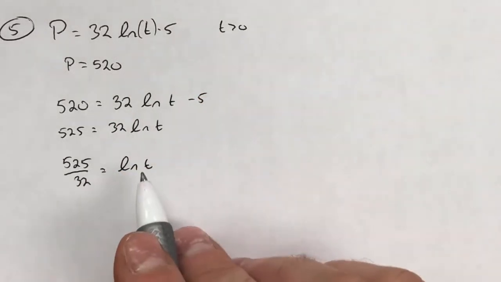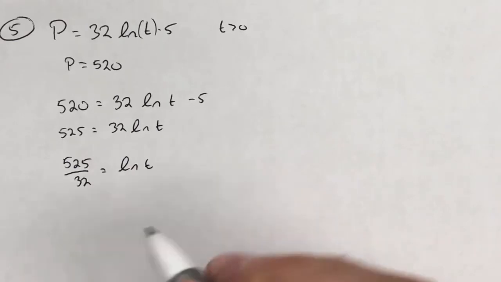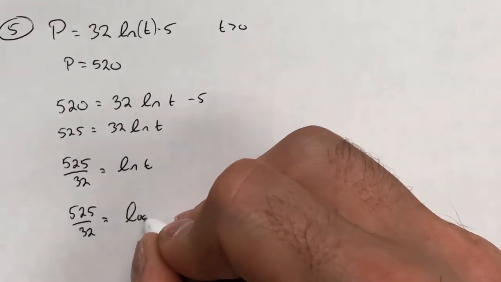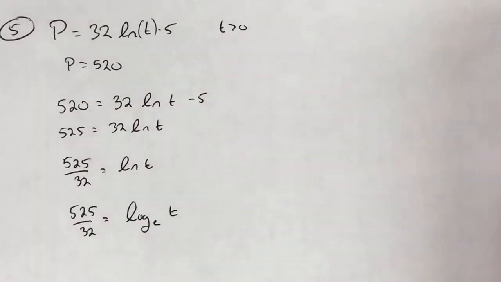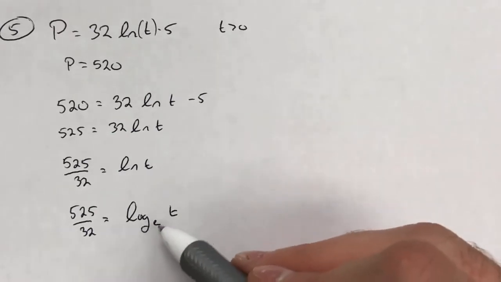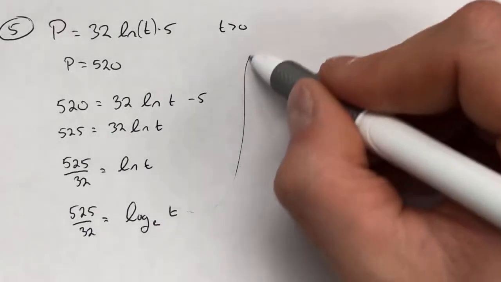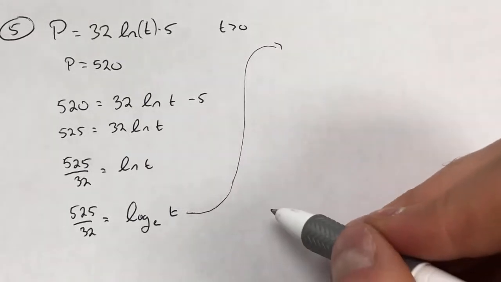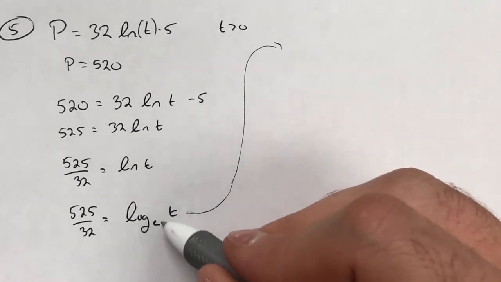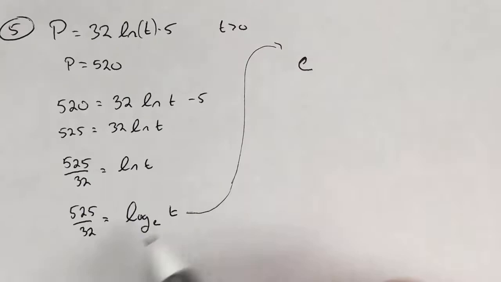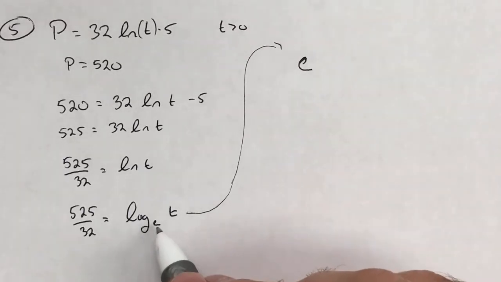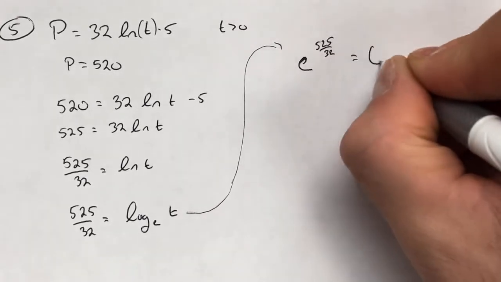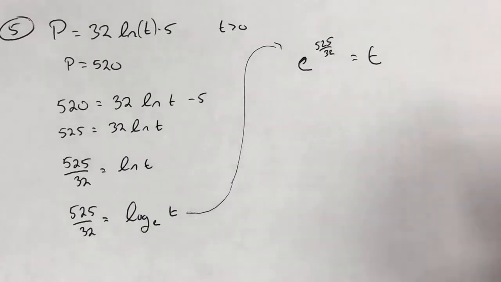And to get the t out of that expression, I need to remember what natural log is. So 525 over 32 is log base e of t. A natural log is just a normal logarithm with base e. So I'm going to convert this into exponential form, which will isolate my t for me. To convert it to exponential form, I'm going to drop the base and say e to the power of, swap. So drop the base and swap. e to the power of 525 over 32 is equal to t. Awesome. So that's all we need to do.